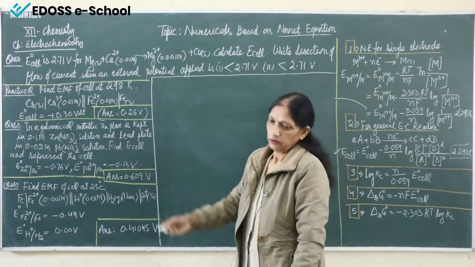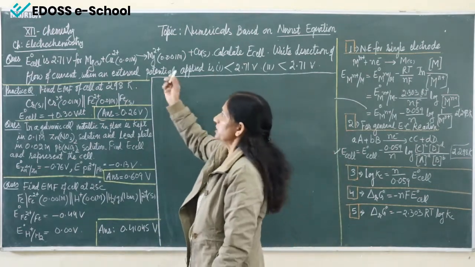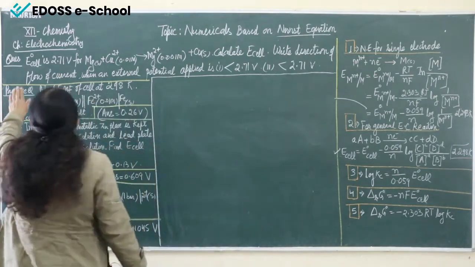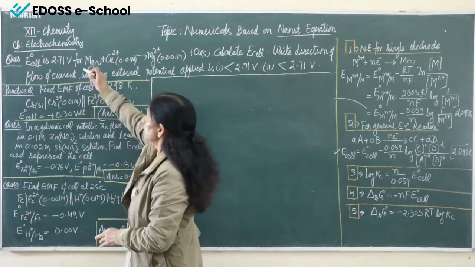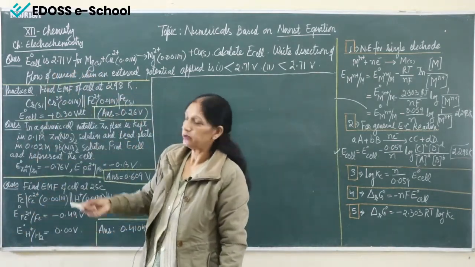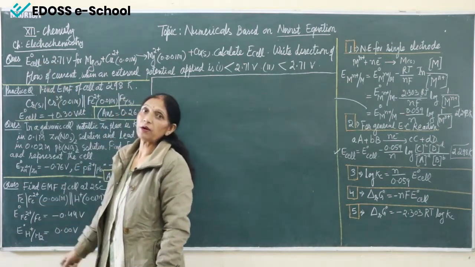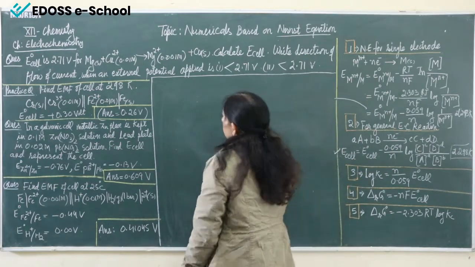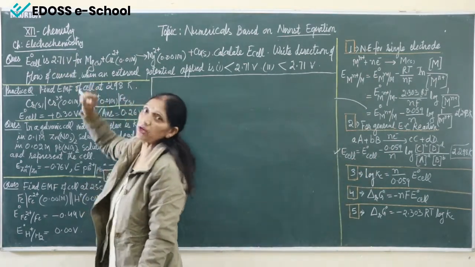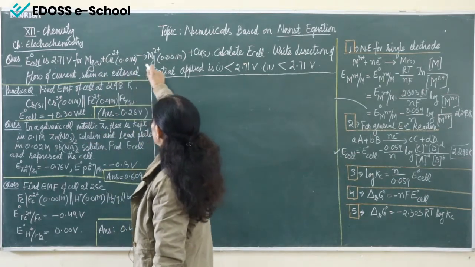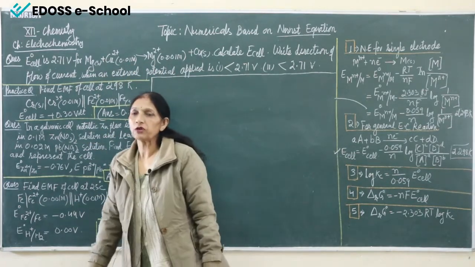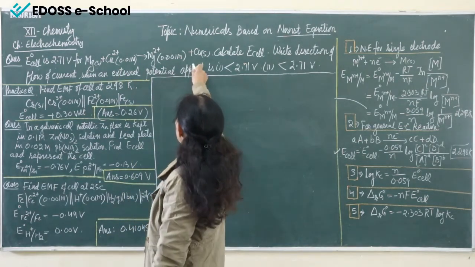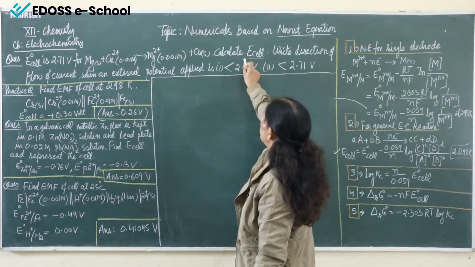Now coming to the numericals based on the Nernst equation. See here, this is the question. E naught of cell is the standard EMF of the cell. So E naught of the cell is 2.71 volt for the equation given to you. According to the equation you have to find which is anode and which is cathode, and calculate E of the cell.